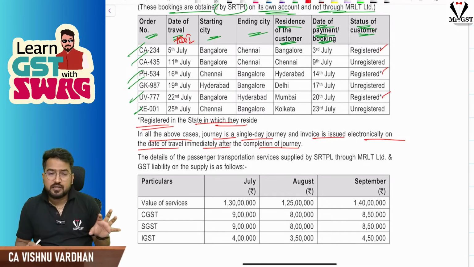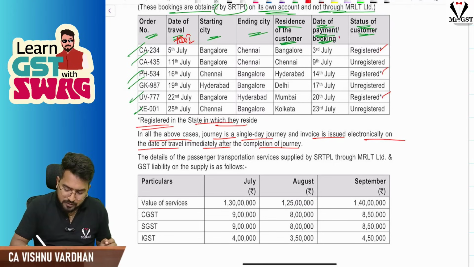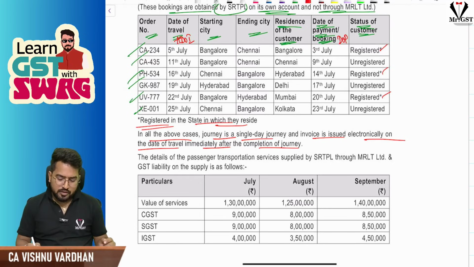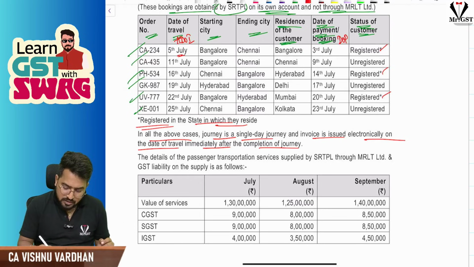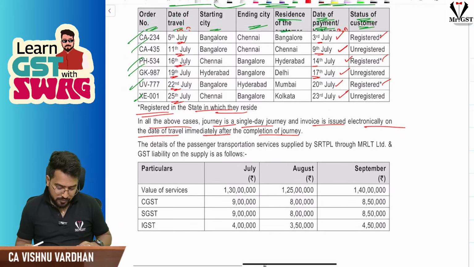Because this is a time of supply related question, you should remember that Section 13(2) says time of supply for services provided: as a general rule, if the invoice is raised within 30 days from the date of completion of service, then the time of supply is the actual date of invoice or date of payment, whichever is earlier. In these cases, the invoice date is earlier in each one. So we have seen time of supply here.